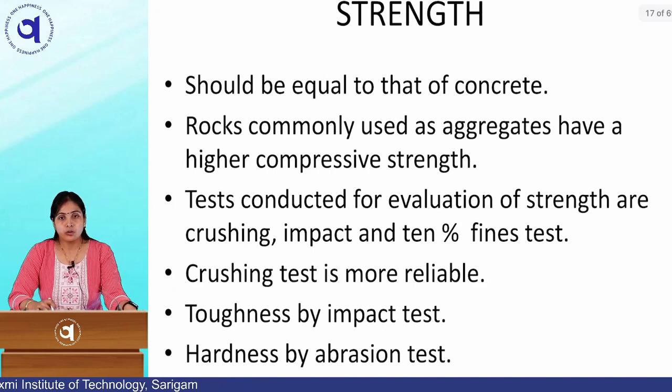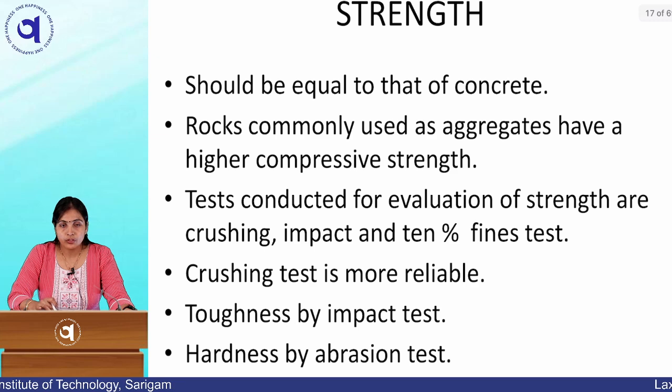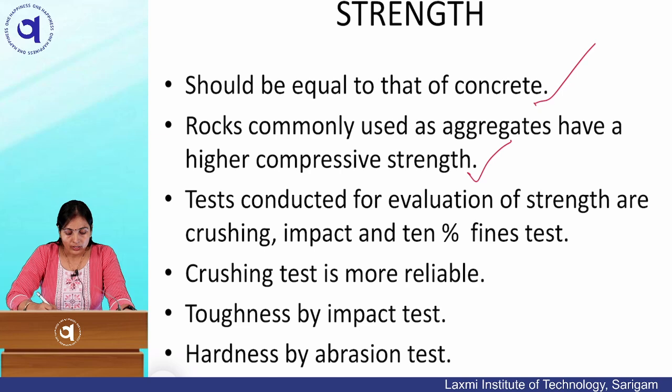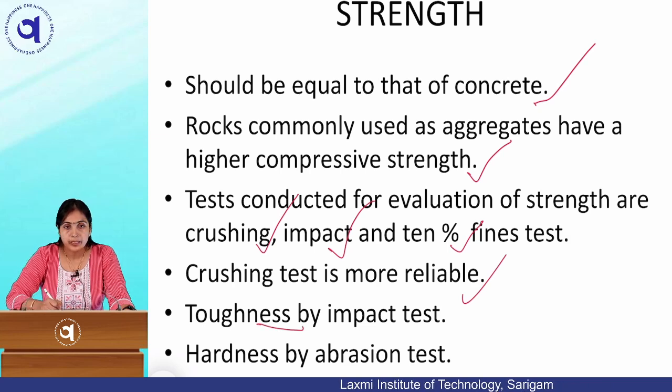How are we determining the strength of the aggregate? The strength of the aggregate should be equal to that of concrete, because as we have learned previously, 70 to 80% of the volume of the concrete is occupied by the aggregate. It should have higher compressive strength, and the tests conducted should be crushing, impact and 10% fines test. Crushing test is more reliable, toughness is determined by impact test, and hardness is determined by abrasion test.